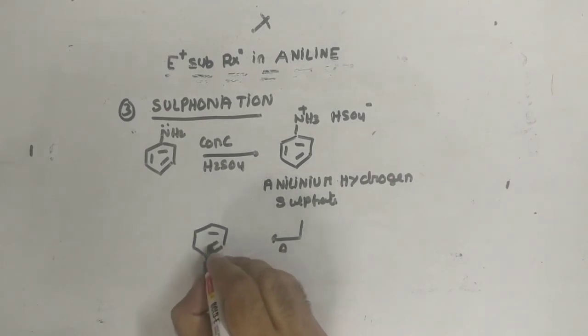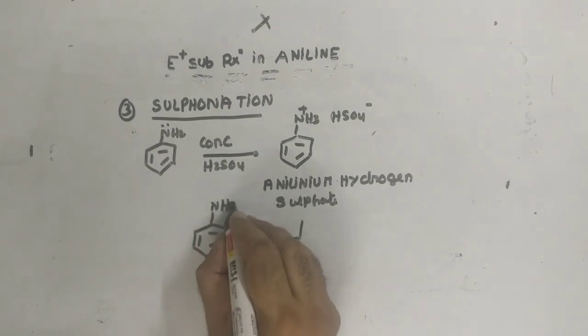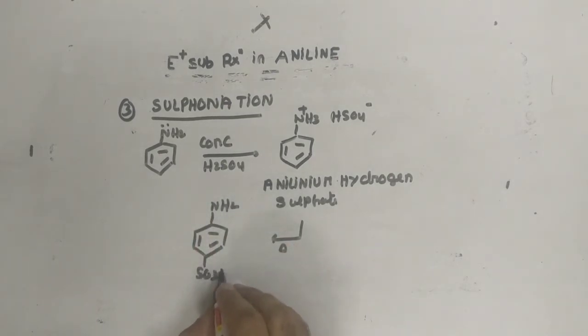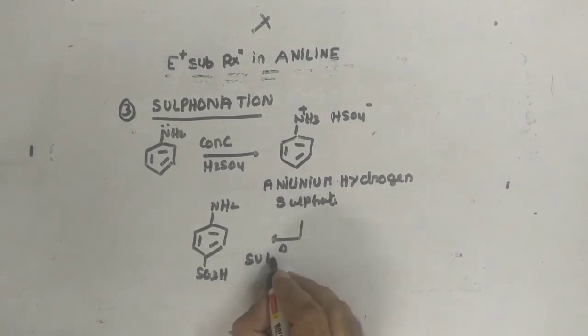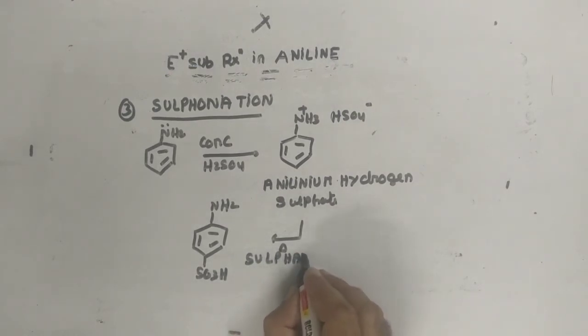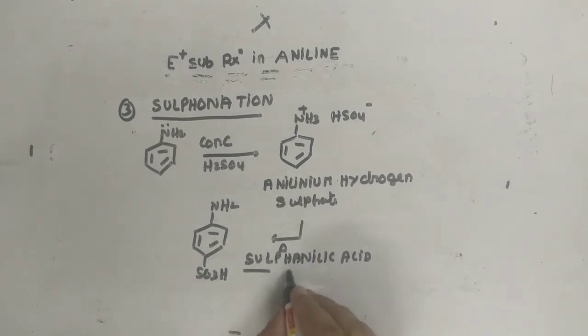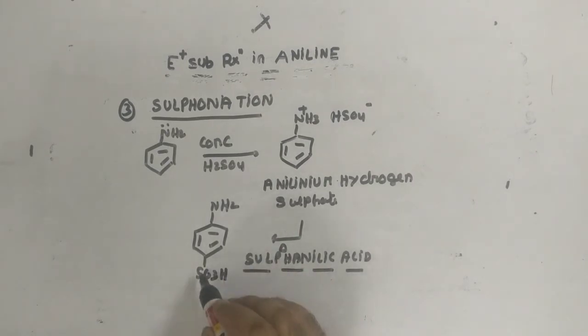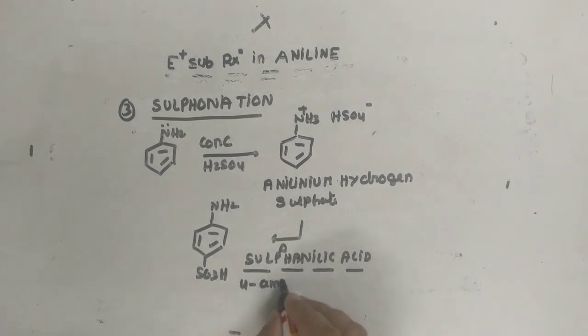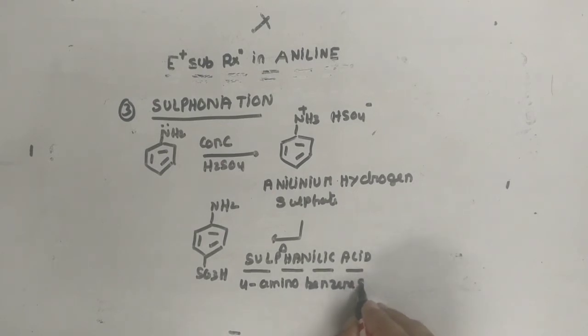Now if you heat this anilinium hydrogen sulfate, it will rearrange itself into this compound, which is commonly called sulfanilic acid. This is the common name of this compound. Can you try the IUPAC name of sulfanilic acid? No problem. This is a preferred group. 1, 2, 3, 4. It will be called 4-amino, NH2 acting as a substituent, and the rest of the compound is benzene sulfonic acid. So the IUPAC name is 4-aminobenzene sulfonic acid.